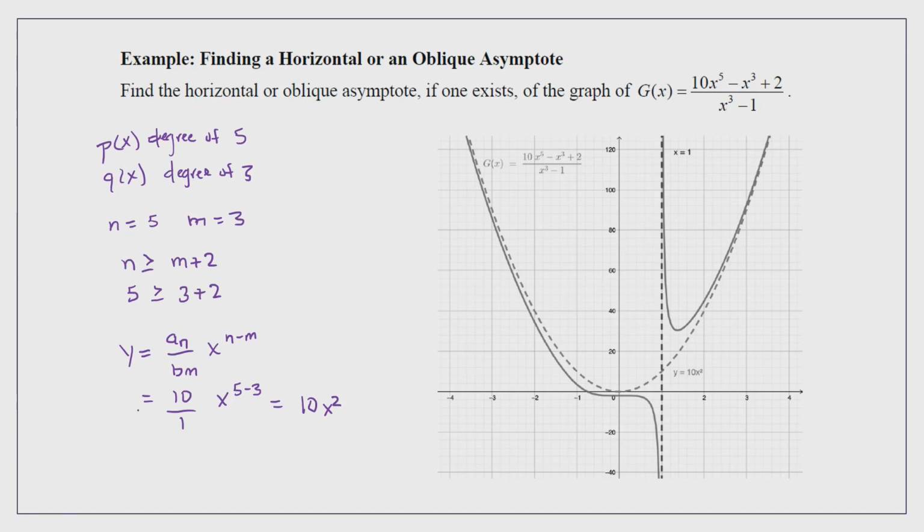And it's going to resemble 10x squared, the graph of 10x squared. But we know that there is no horizontal asymptote or oblique asymptote here. All right. Excellent. And that concludes 3.5.